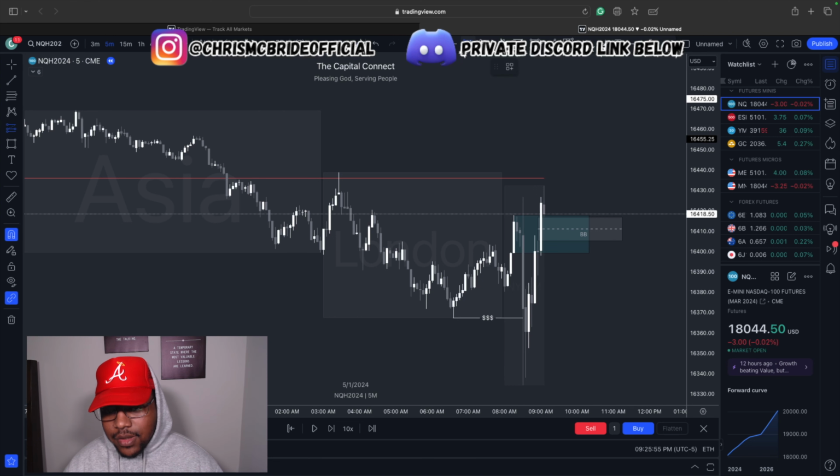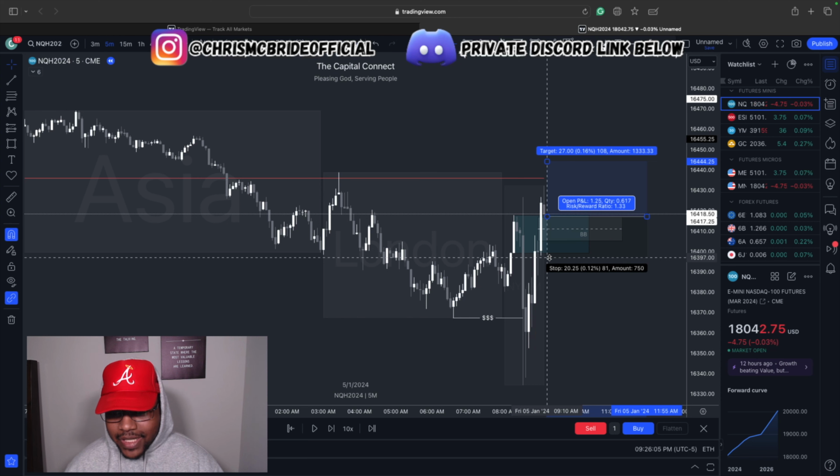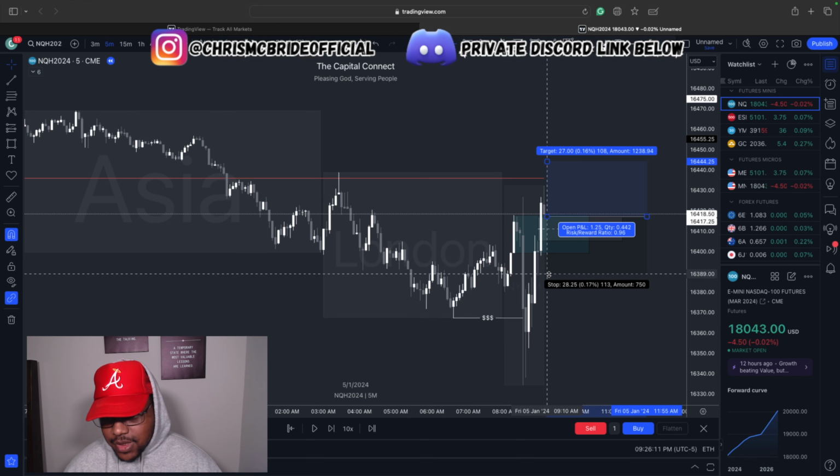Now, what do you do? You enter at the opening of the fair value gap. Right now, where does your stop loss go? Your stop loss can go one of three places. It can go below the fair value gap candle itself, it can go below the breaker block, or it can go below the 3 candle sequence.